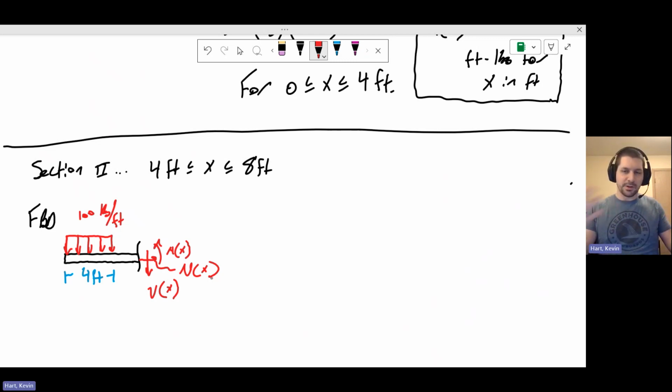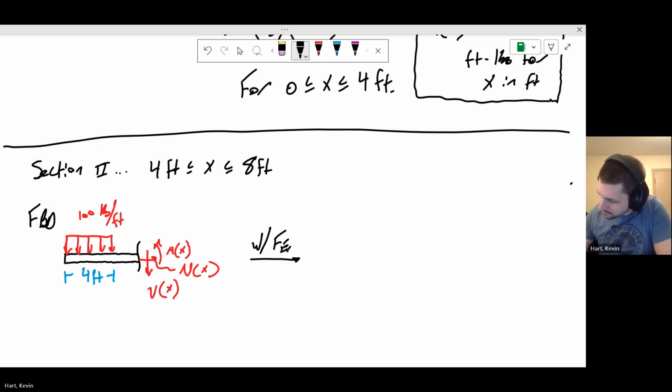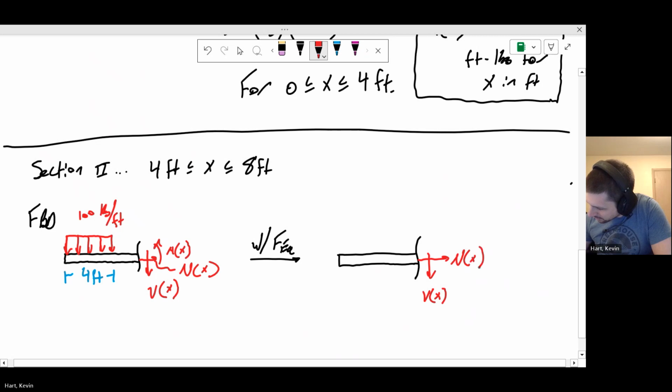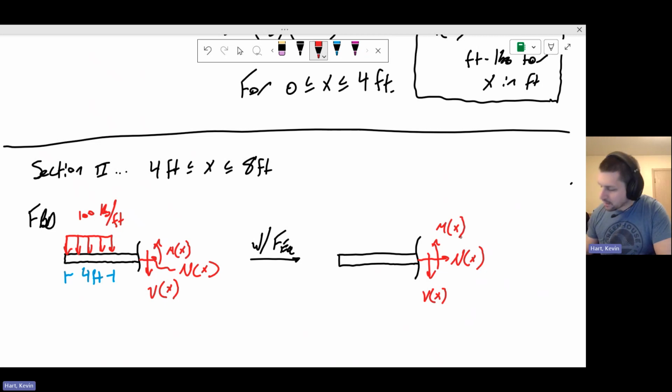Once I've made my cut and I've put in my distributed load, I need to convert that distributed load into a point load. So now, with an equivalent force, I'm going to make a new free body diagram that transfers that distributed load into a point load, still keeping my shear force Vx, my normal force Nx, and my bending moment Mx. All right.